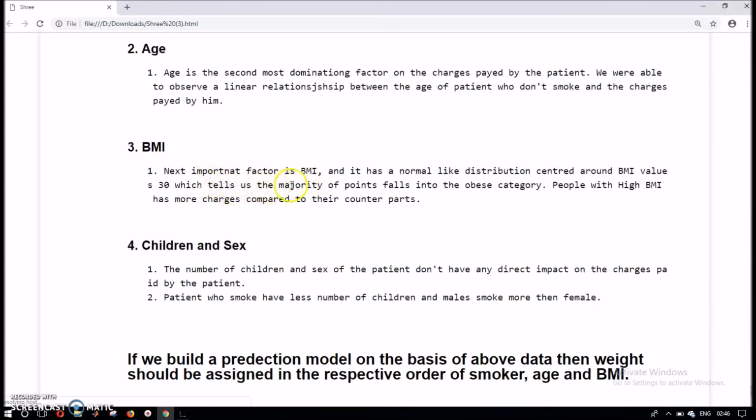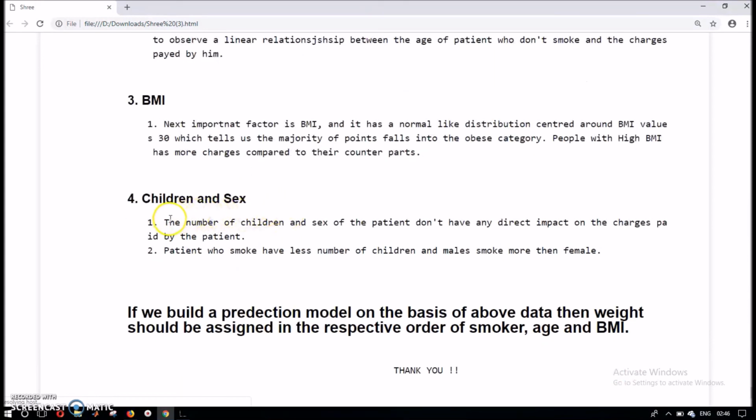The next most important factor is BMI, and it has a normal-like distribution centered around BMI value 30, which tells us the majority of patients fall into the obese category. People with high BMI have more charges compared to their counterparts.